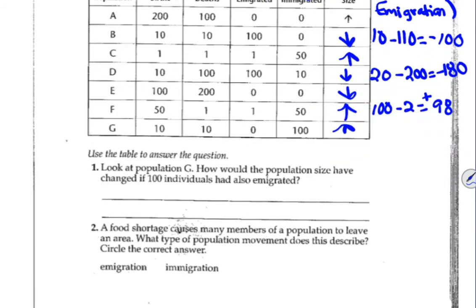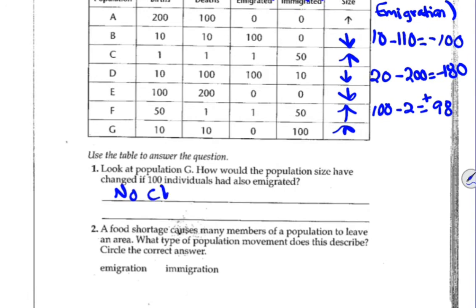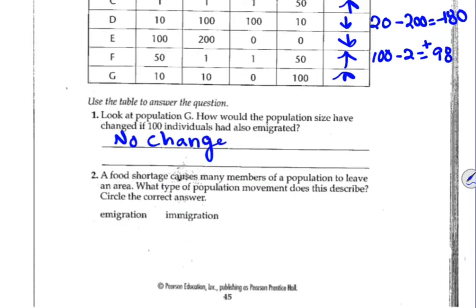Okay, look at population G. How would population change if 100 individuals emigrated? It'd be the same. It'd be no change. It would cancel out those people who are immigrating. What type of population movement is this? If a food shortage causes individuals to leave. Yeah, this is emigration. All right.